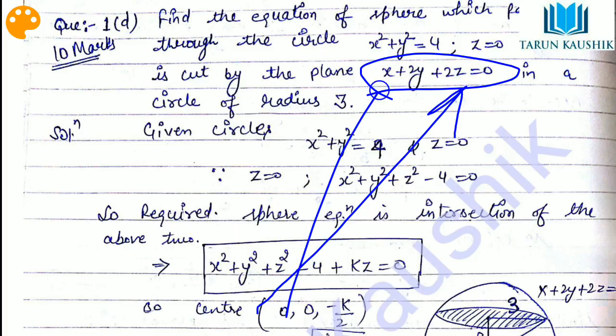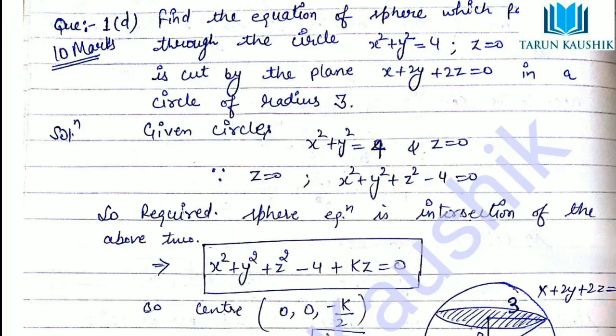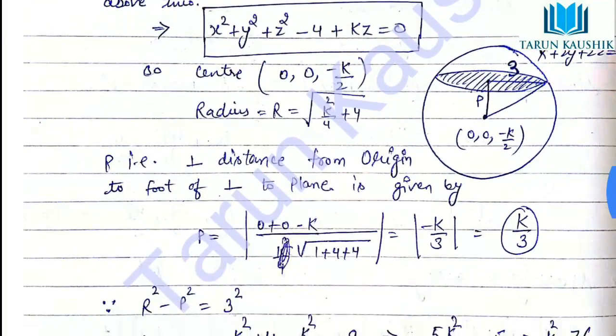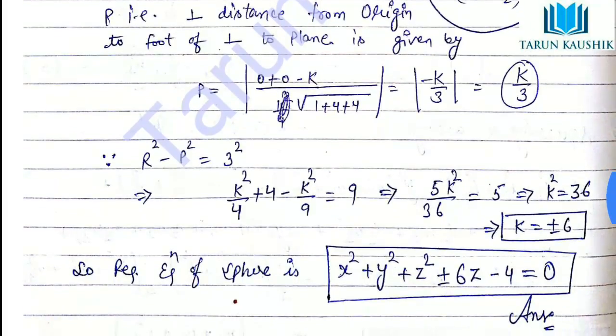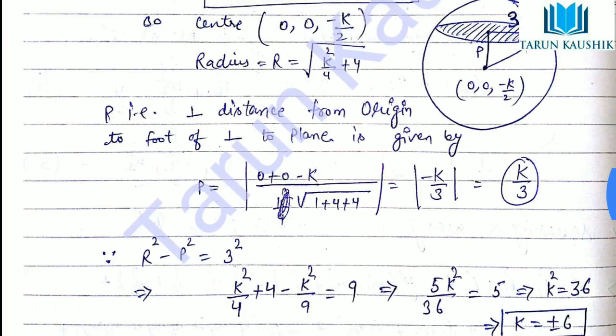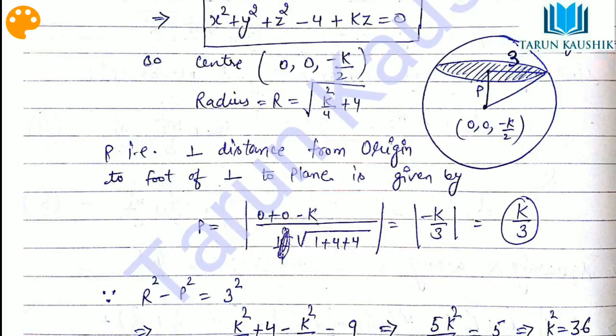Just substitute the value of x as 0, y as 0, and z equals minus k by 2. Do the square and put in this value and get the answer. So the distance p comes out to be k by 3. The perpendicular distance you have already calculated comes out to be k by 3.